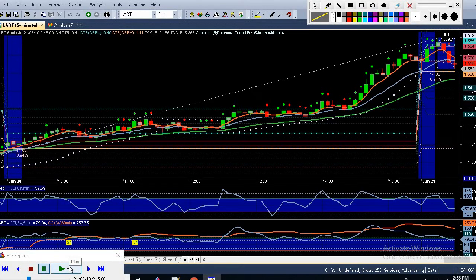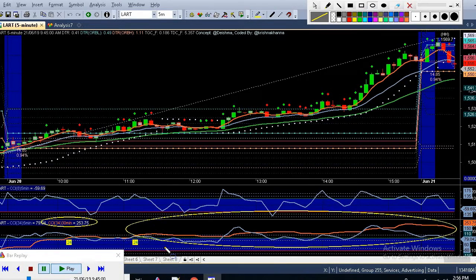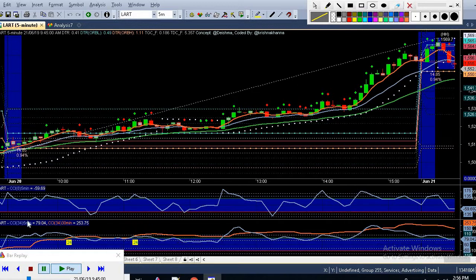Let's move further. Another thing to be noticed over here is that the stock is already in momentum. So if we see CCI 34 on 30 minutes, which is this one, right? This is much beyond 100. So it is already in momentum from this particular point. It has crossed above 100 and it is still in momentum at this moment, right? But we have not made an entry based on our entry criteria. Okay, let's move further.